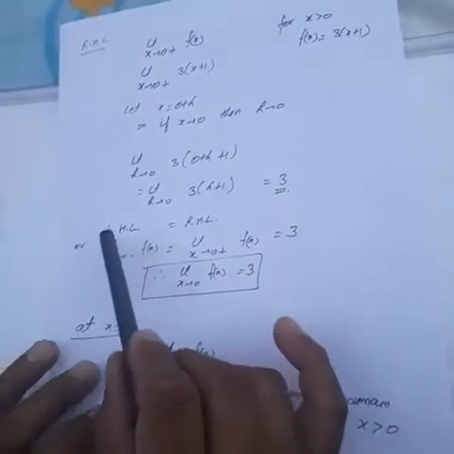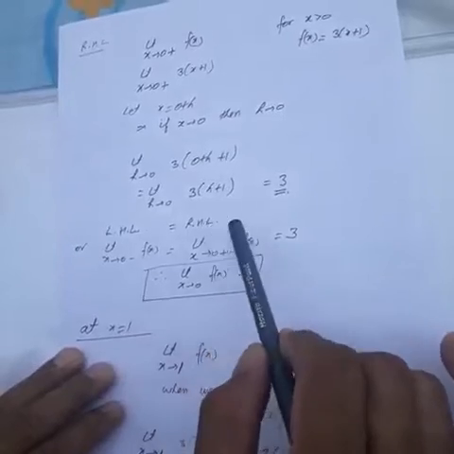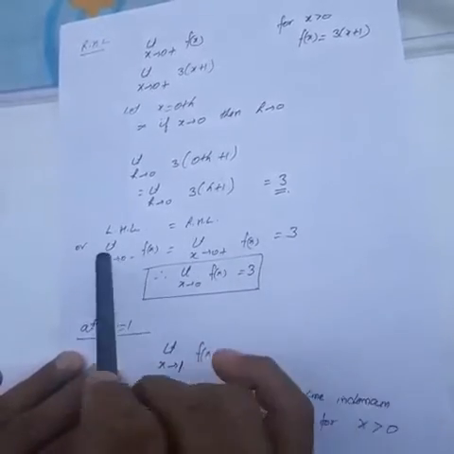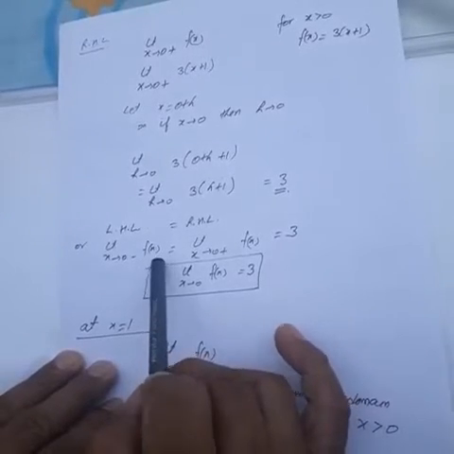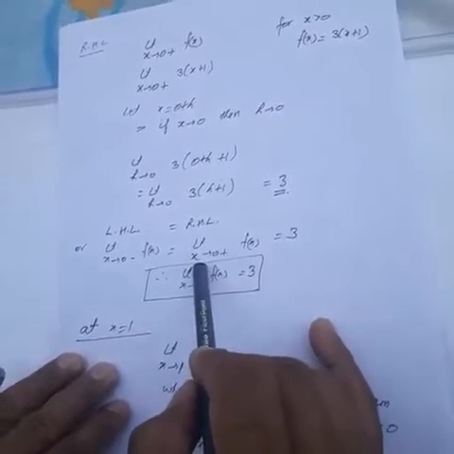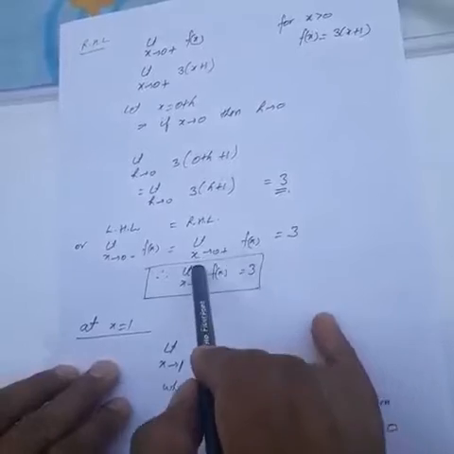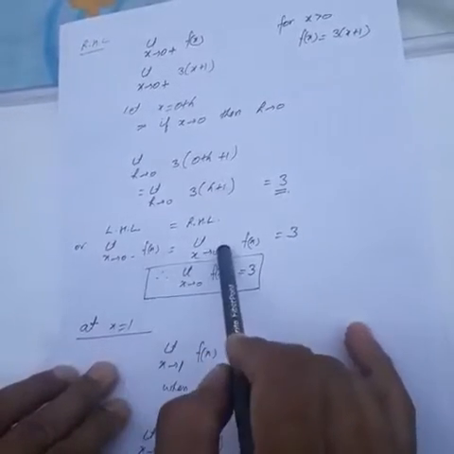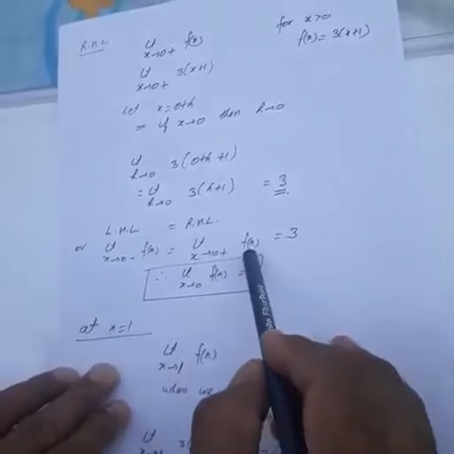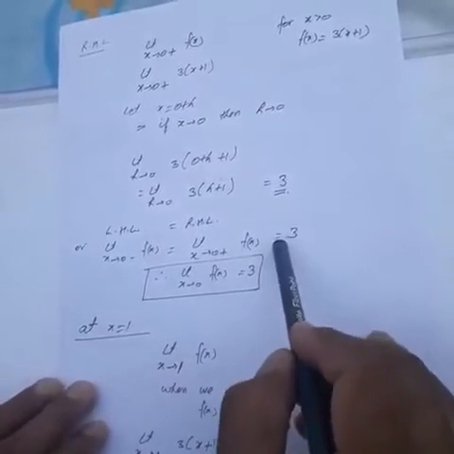Here we can check. Left hand limit and right hand limit both are equal to 3. Or we can also write limit x tends to 0 minus of f(x) is equal to limit x tends to 0 plus of f(x), it is equal to 3. Because both are equal, therefore the limit exists, and the answer is 3.